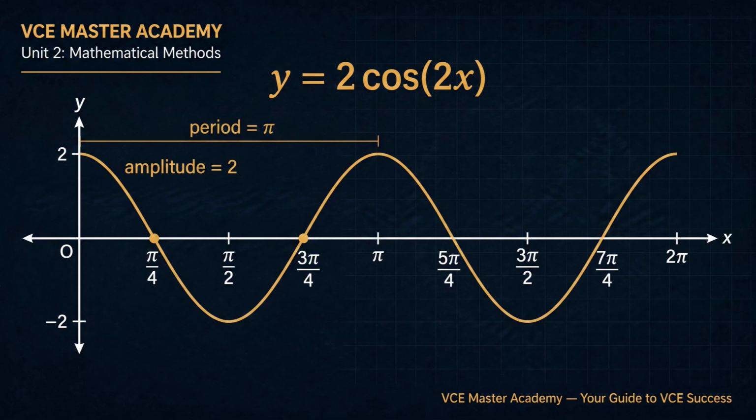Here is y equals 2 cosine of 2x. See how it rises to 2 and falls to minus 2. That is the amplitude of 2, and it completes a full cycle in a length of pi, with the crossings at pi over 4 and 3 pi over 4.